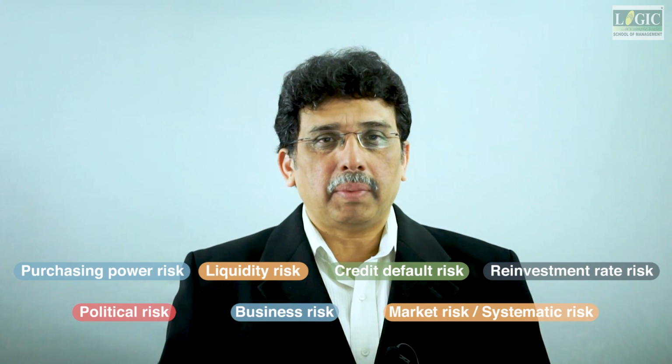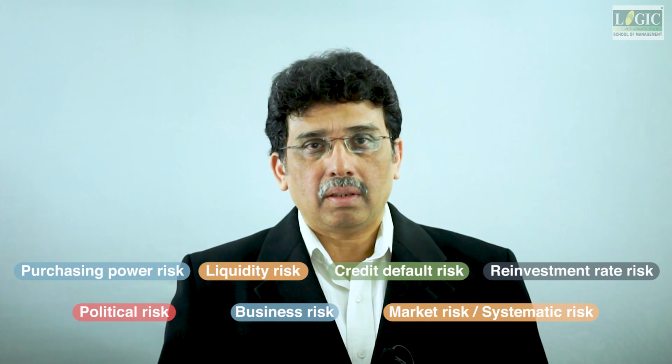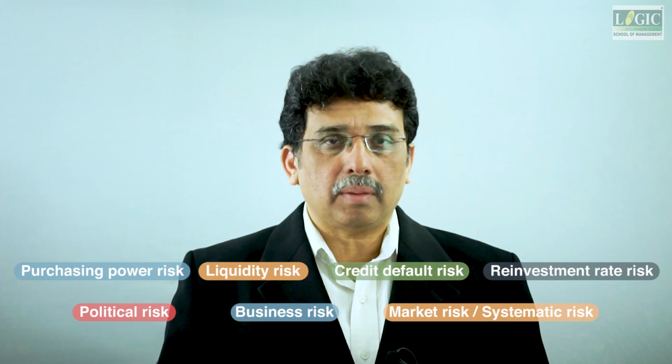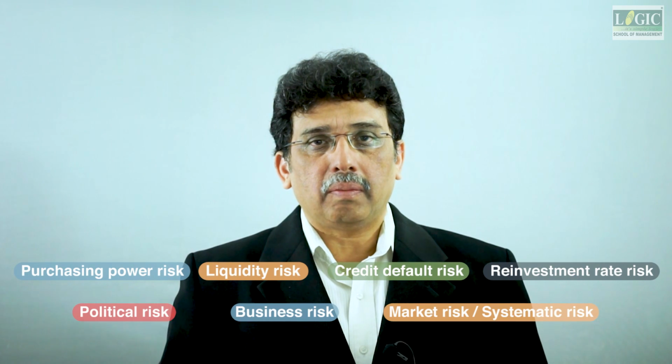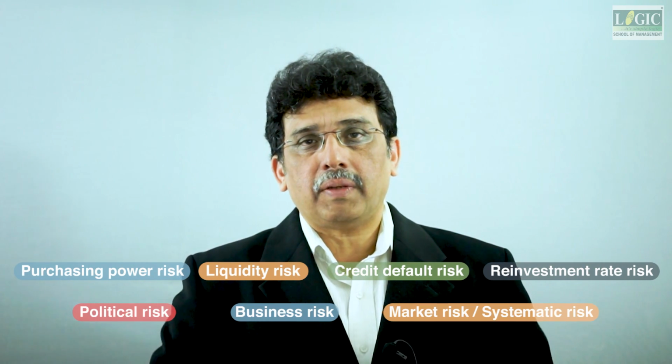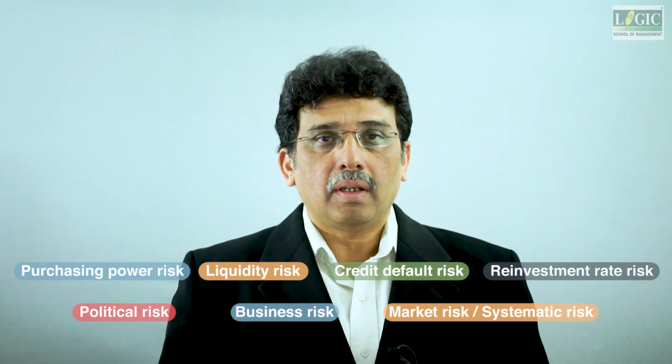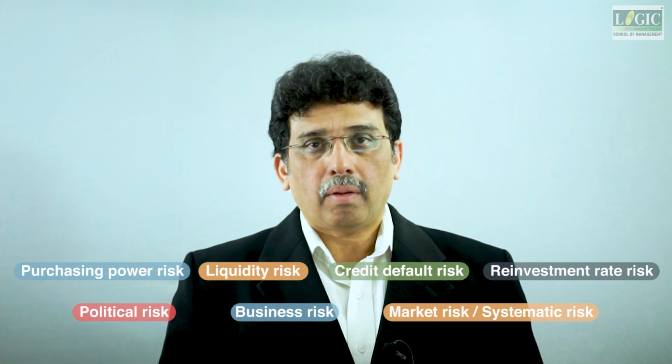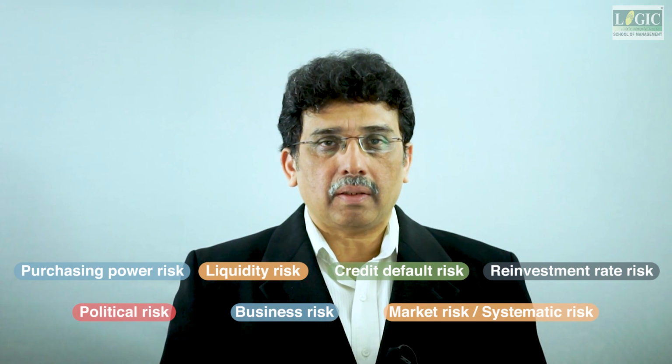An example would be change in interest rates. So that is more of a systematic risk, right? Because when interest rates change, it affects all instruments and all investments, right? So that is a case of a systematic risk.